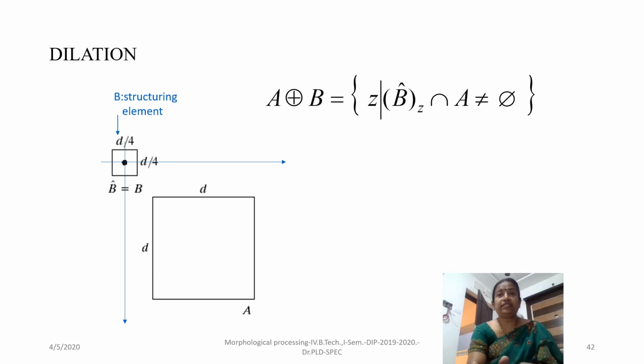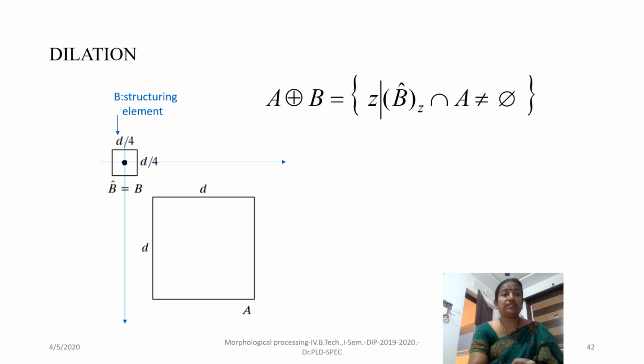The mathematical equation for the dilation operation is: A dilated with B is equal to the set of Z such that the reflection of B translated by Z, intersected with A, is not the null set. Not null means there is a chance of common points in the intersection of this reflected structuring element with the input image A. This is the structuring element B, a square and symmetric around the origin, which is why B cap equals B here.